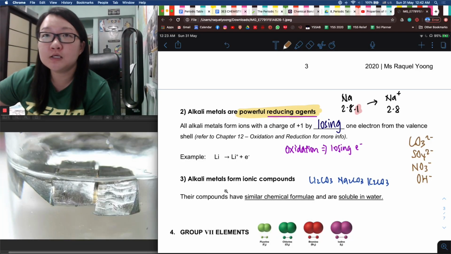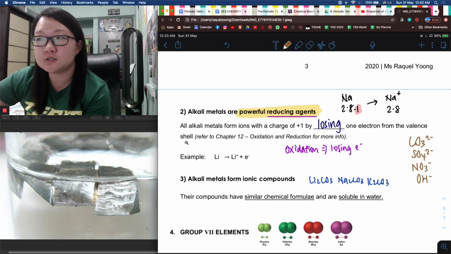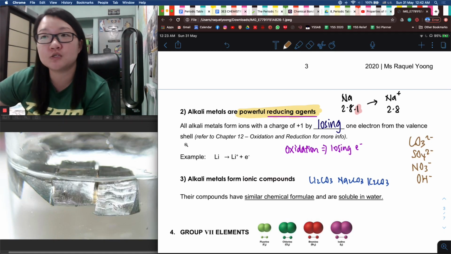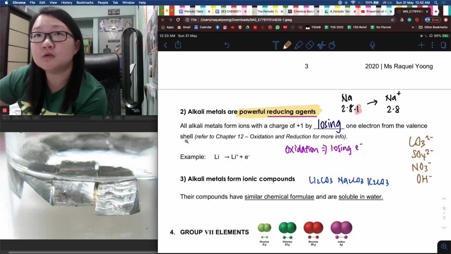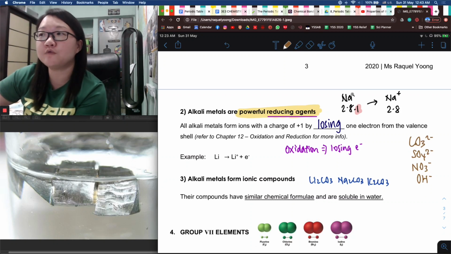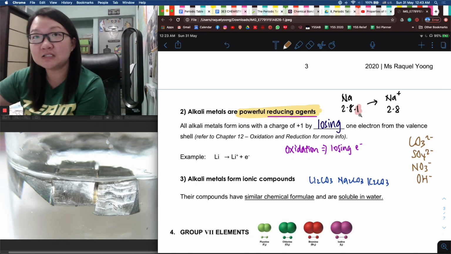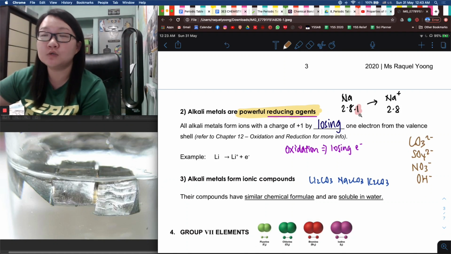Moving on to the second type of reactions that alkali metals go through. Okay, you need to know that it is an oxidation type of reaction. So all alkali metals will form ions with a charge of +1 by losing one electron from the valence shell. So this one, so far you already know from atomic structure, right? So again, back to our good friend sodium, which is 2.8.1. Remember, all elements want to be like the noble gases, right? Because the noble gases are inert, they are unreactive, they are very stable. So they're happy being in their atomic states.